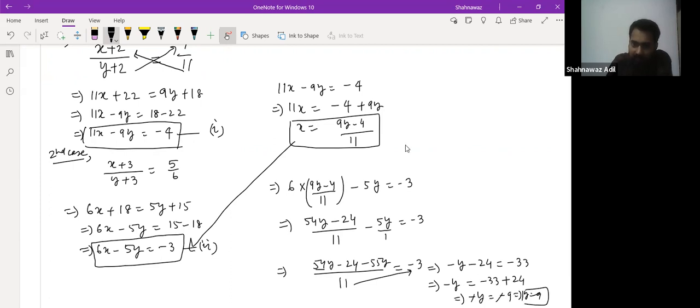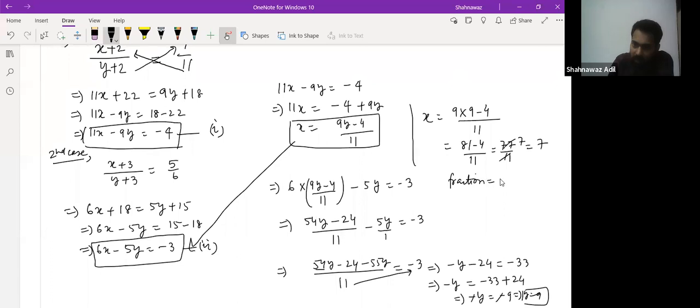Right. And what will be x? So x will be 9 into 9 minus 4 by 11. So 81 minus 4 is 77, 77 by 11 is 7. So x is 7, y is 9. So our fraction is 7 by 9, and this we predicted, right?